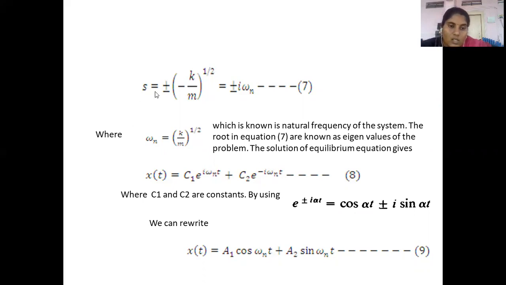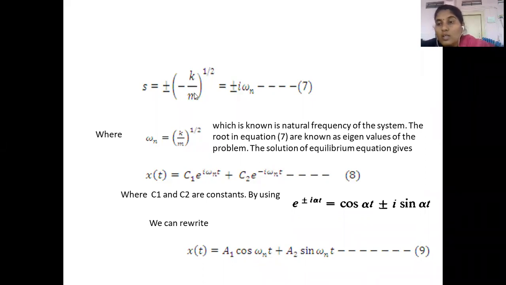So s is equal to plus or minus of k by m raised to 1/2. So s is equal to root of k by m, in terms of plus or minus. Here the minus 1 is shown by i square. Already we know, if the minus sign comes, we convert it in terms of complex numbers, so i square is equal to minus 1. So i will come here for the minus 1, inside the root.